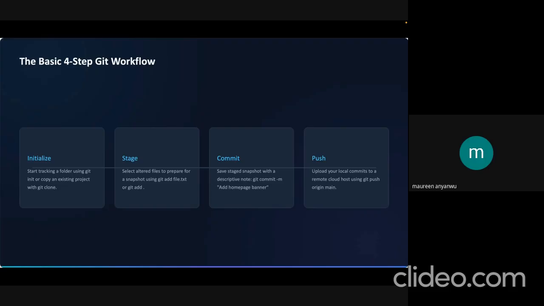So upload your local commits to a remote cloud host using git push. So the git command used here is git push origin main. Now let me explain this git push origin main. So you're basically saying git push to the origin, and then main here means the branch name. So there's something called branch in git. So I made an example of when you're implementing a feature. I mentioned something about branch then.